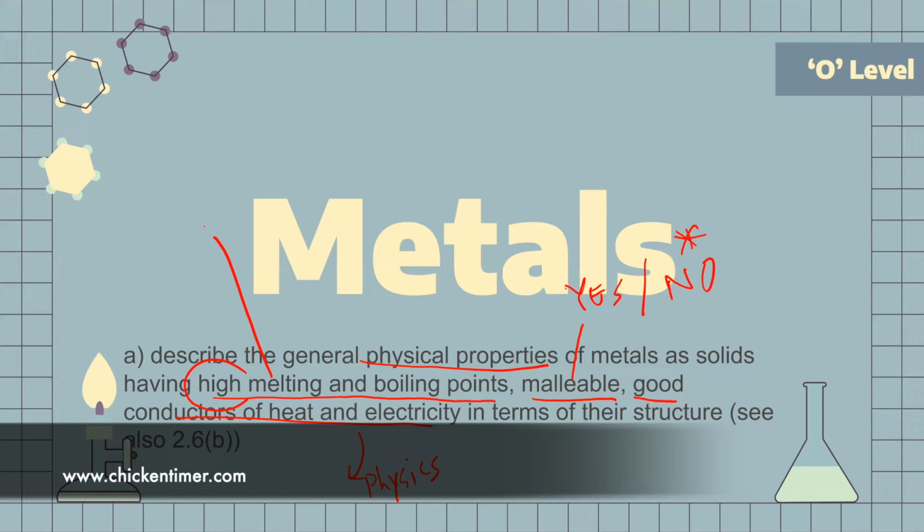Which metals exhibit different characteristics? Or which metals do not show high melting and boiling point? We have just done this too, maybe last week. Which metals do not have high melting and boiling point?